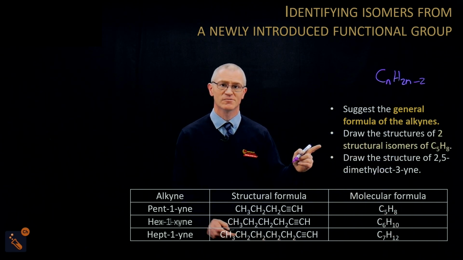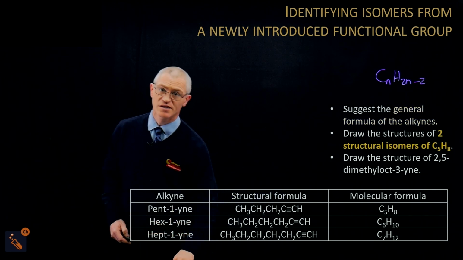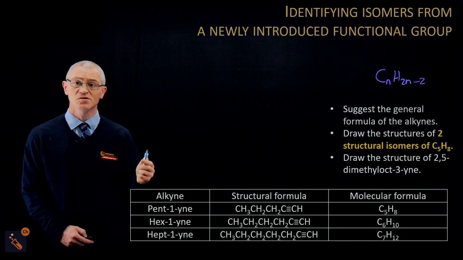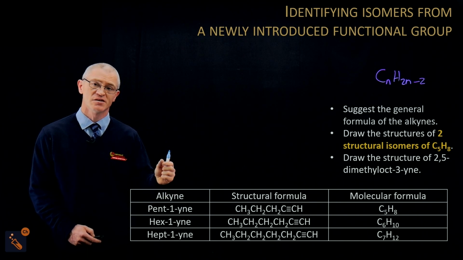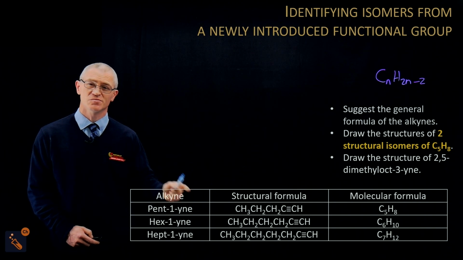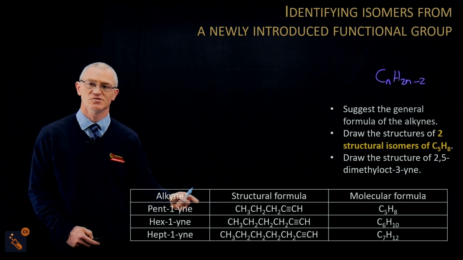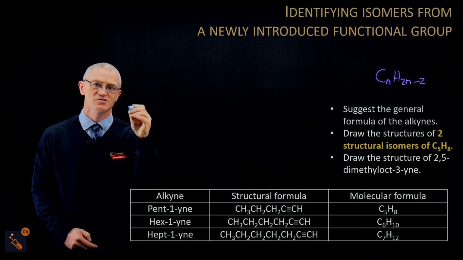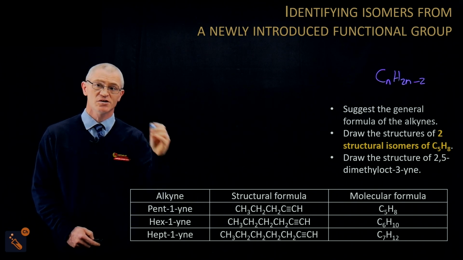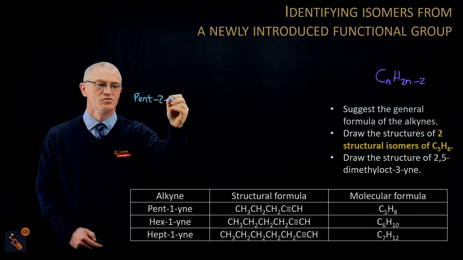Let's do the second part: 2 structural isomers of C5H8. First of all, we've got chain and we've got positional. They're structural isomers. We've also got functional group isomers, but they're not going to expect you to know a functional group isomer if they're introducing a new functional group. So let's go for chain or positional. I'm going to do positional first, and it's currently pent-1-yne, so I am going to draw pent-2-yne.